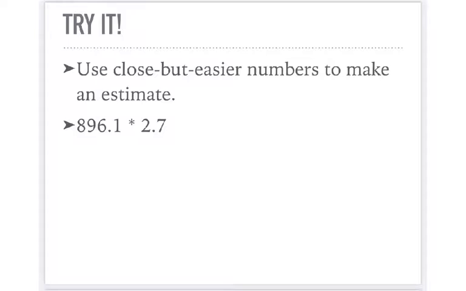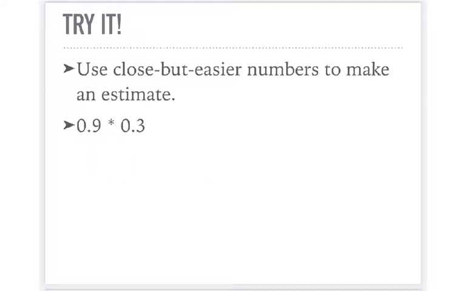896 and 1/10 times 2 and 7/10. Jot that in your notebook. When you think you're ready, come on back. Hopefully you said, I could do 900 times 3, knowing 9 times 3 is 27. I'm going to take the 2 zeros, so it's 2,700. I hope that's what you got as well.